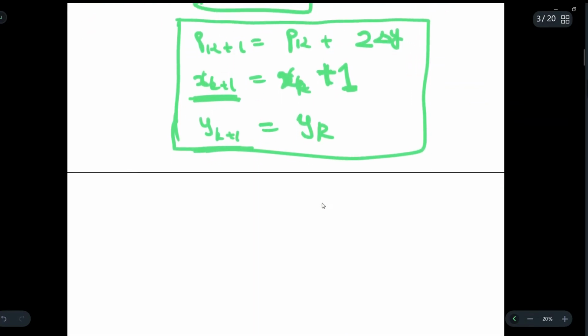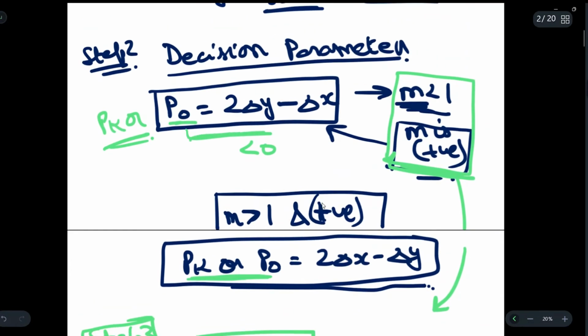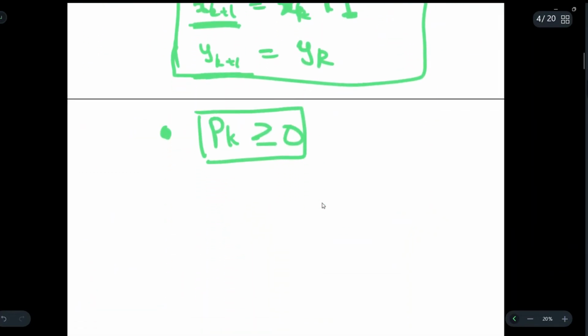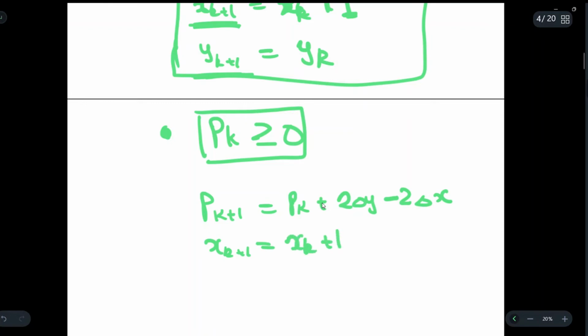Now let us discuss the case in which pk is greater than or equal to 0. First of all we took the previous case, now we are taking this case. When pk is greater than or equal to 0, we can write pk+1 as pk plus 2 del y minus 2 del x, and xk+1 will be given by xk plus 1, and yk+1 will be given by yk plus 1.